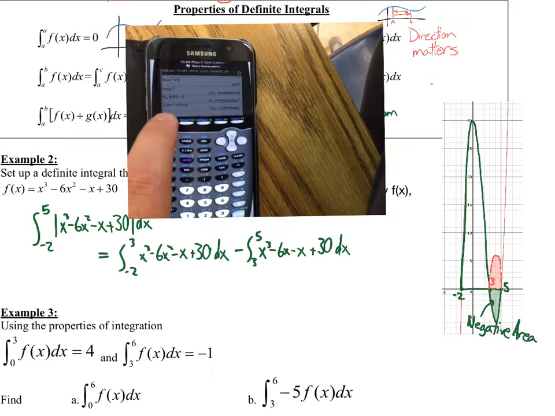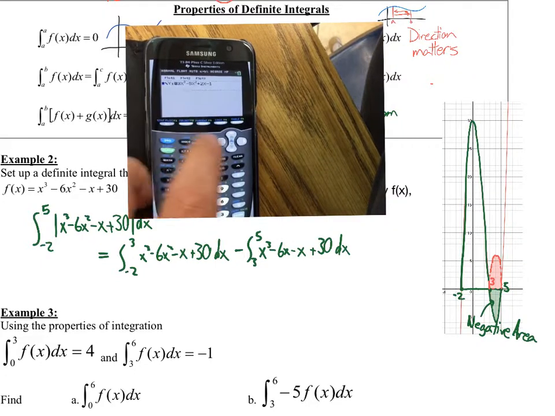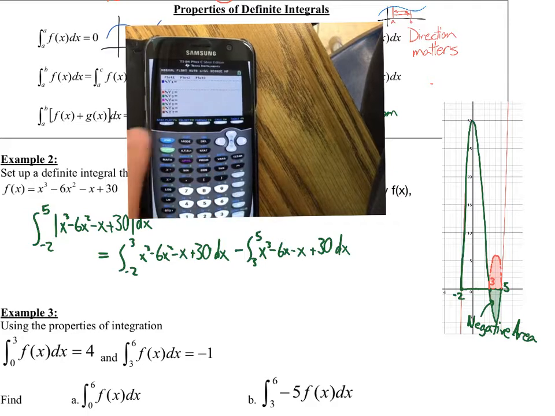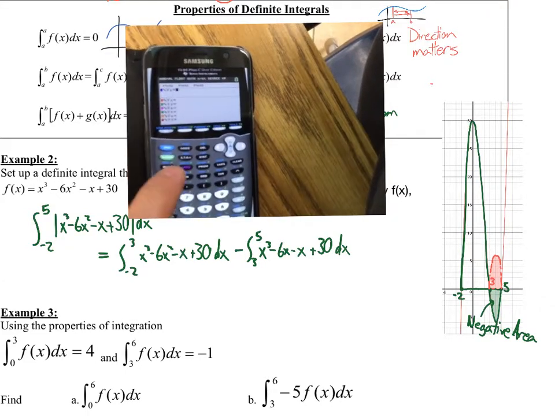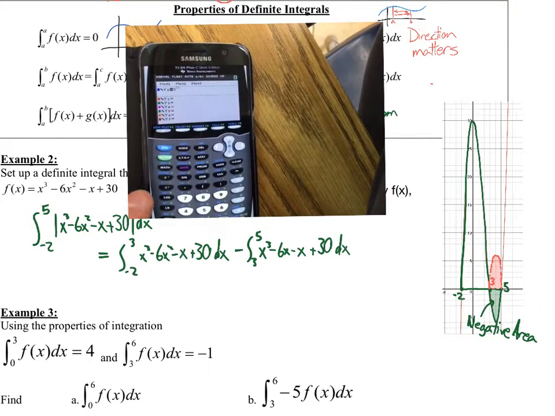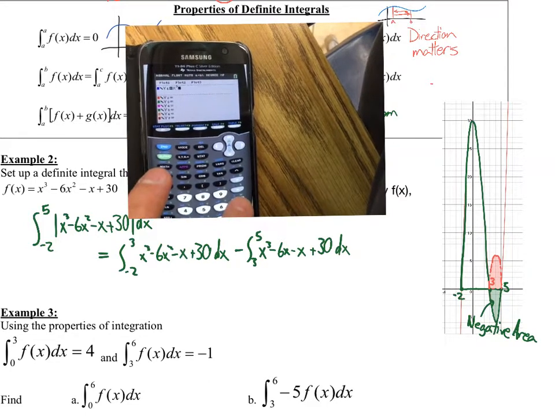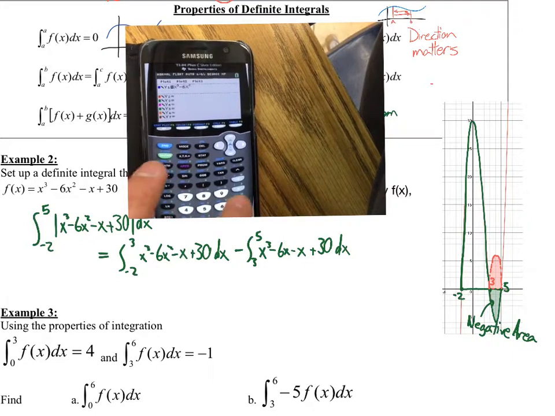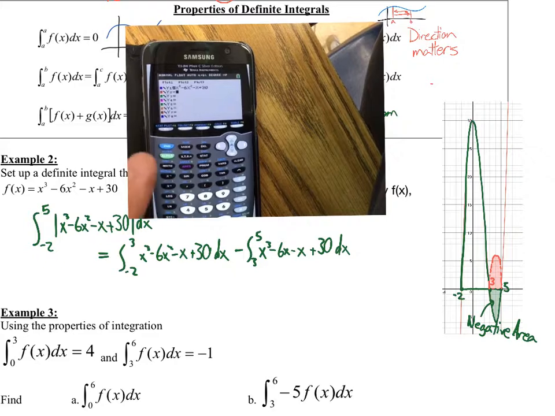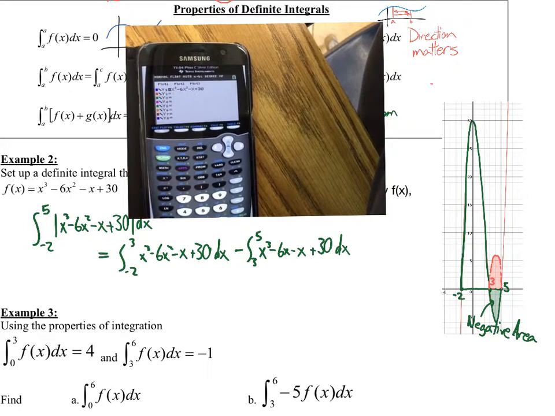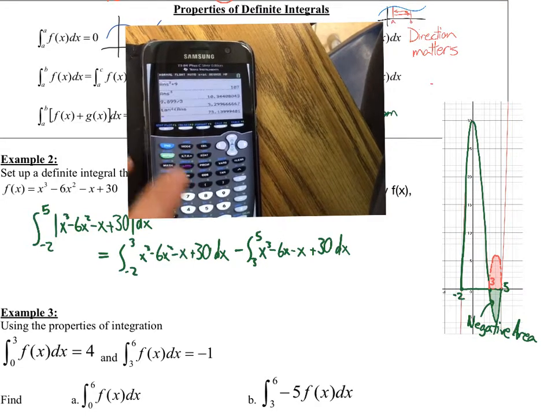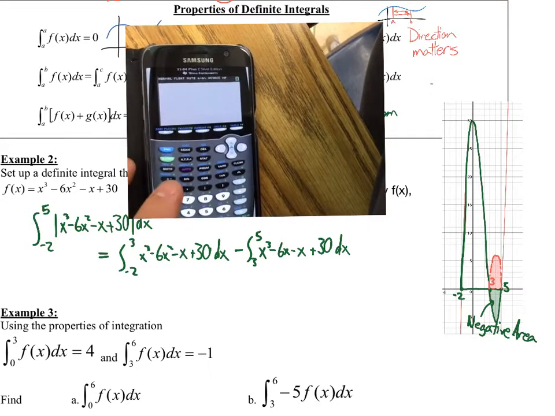All right, so what I'm going to do is clear this stuff here, and punch in my function: x cubed minus 6x squared minus x plus 30. Now notice I don't even have to bother graphing it. I'm just going to go out to the home screen and do the integral.